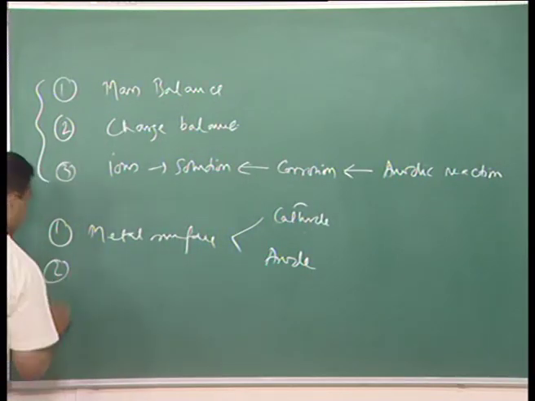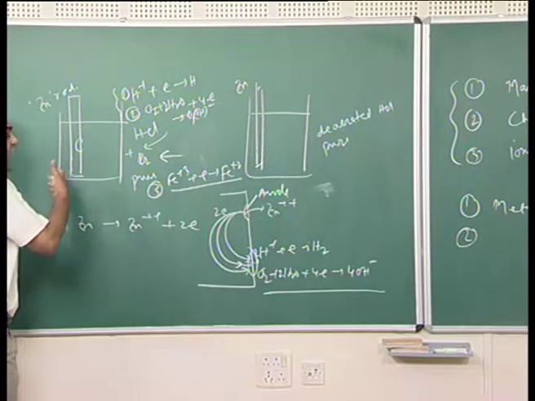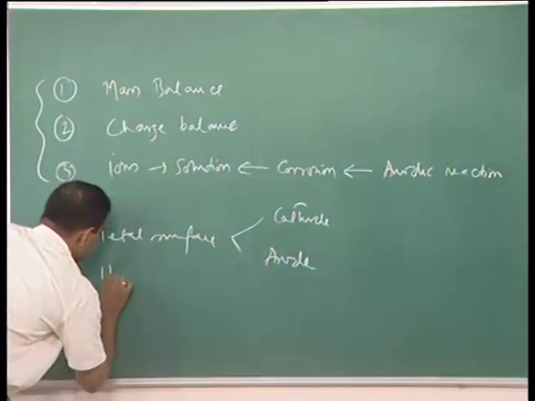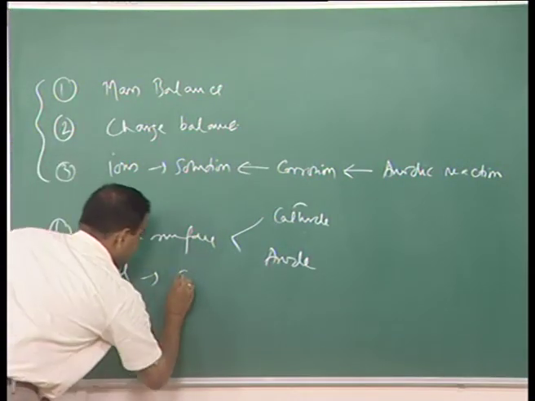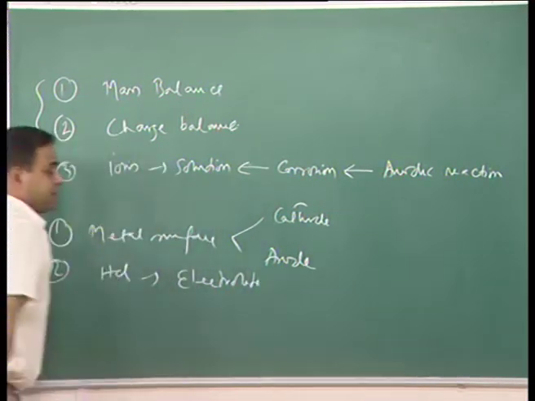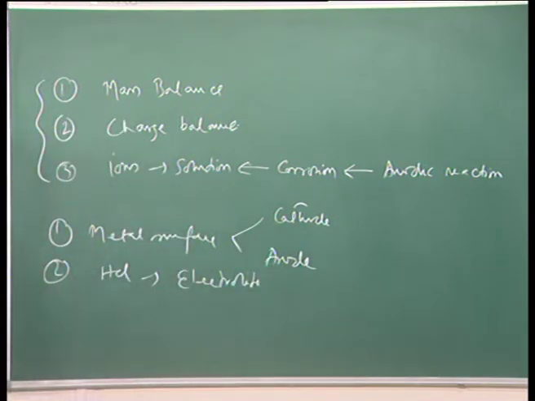Now second thing is, you have to have a medium where ion can go. So what is that medium? Here the medium is HCl, and this is nothing but the electrolyte. Okay, so you need cathode, anode, and electrolyte. Fine.